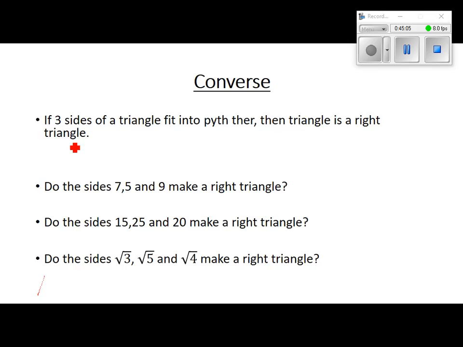If 3 sides of a triangle fit into Pythagorean's theorem, then that triangle is a right triangle. Write down these 3 examples. We're going to do them together.